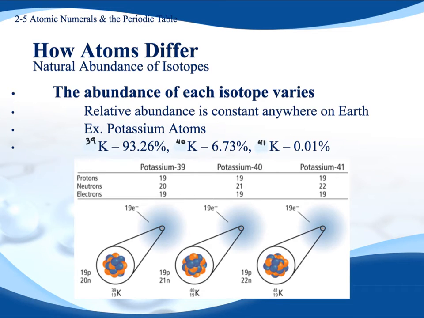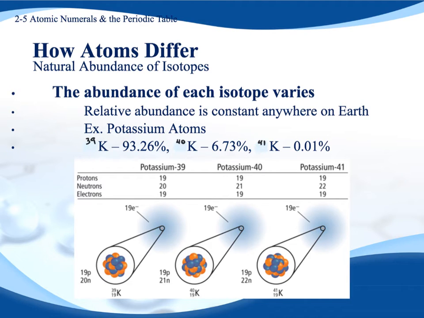An important thing to know is that each isotope of an element doesn't exist in equal quantities. The abundance of each isotope varies. We call this relative abundance, or fractional abundance is what you'll also hear. Relative abundance is constant anywhere on Earth, though. So going back to that potassium, we had potassium that had 20 neutrons, potassium that had 21 neutrons, and potassium that had 22 neutrons. And so the mass numbers there would be 39, 40, and 41.